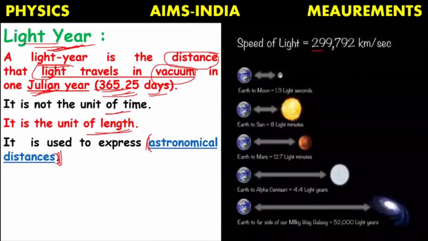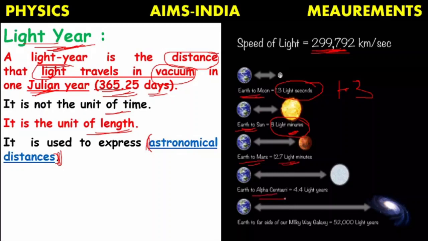We know that the speed of light is around 3 lakh km per second. From Earth to Moon, the distance is 1.3 light seconds. A light second is a smaller unit than a light year. Earth to Sun, 8 light minutes. A light minute is also a smaller unit than a light year. Earth to Mars, 12.7 light minutes.